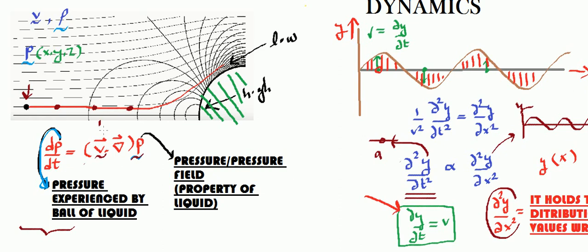Here V represents the velocity distribution in the fluid, or I can say the velocity field, and here this P represents the pressure distribution as a function of space coordinate in the fluid. So we represented the pressure with respect to the ball of liquid and the pressure that is distributed within the fluid. Okay, I hope you get an understanding of this particular idea, because we are going to use this in understanding the Euler's equation.